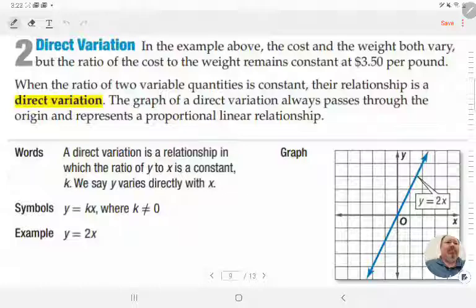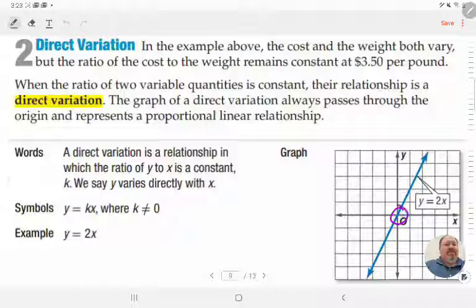Okay? All right. So in the example above, the cost and weight both vary, but the ratio of the cost to the weight remains constant at $3.50 per pound. When the ratio of two variable quantities is constant, the relationship is a direct variation. The graph of the direct variation always passes through the origin and represents a proportional linear relationship. Okay. All right. So I might have already read that. I was distracted. All right, here we go.